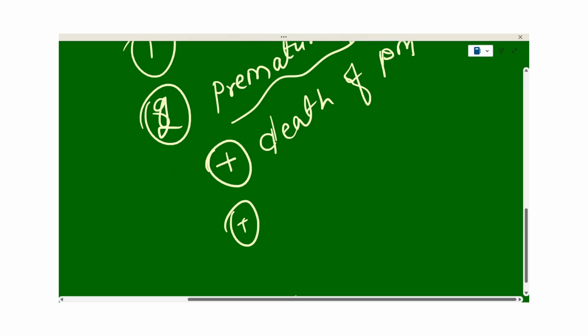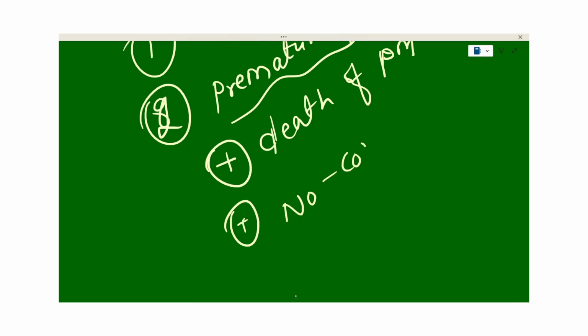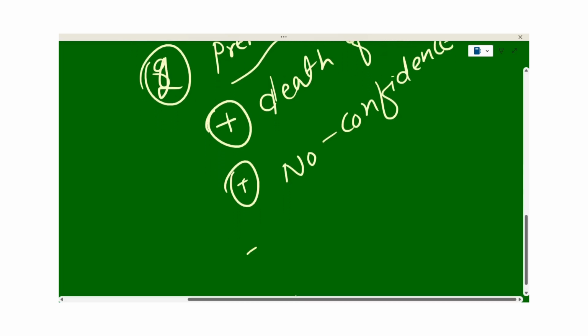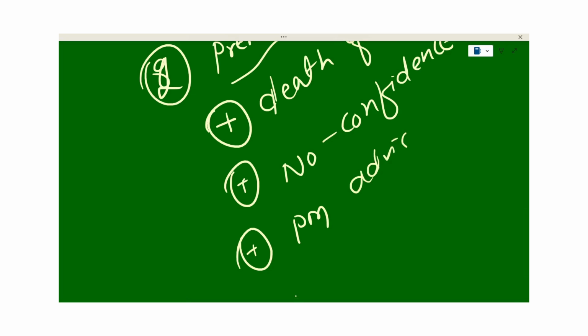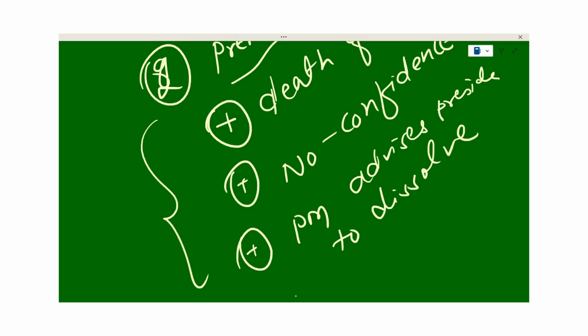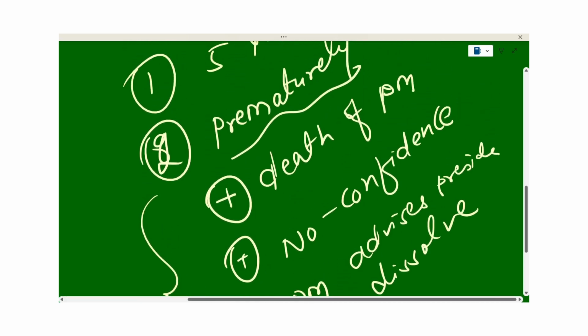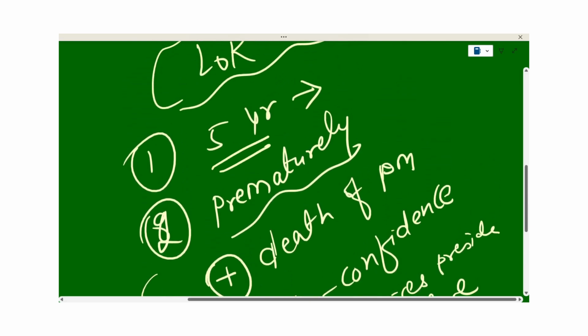Second, no confidence motion if passed. And third, if PM advises president to dissolve Lok Sabha. So in तीन situations में लोक सभा dissolve हो सकती है before 5 year term. Otherwise 5 साल का rule everyone knows.